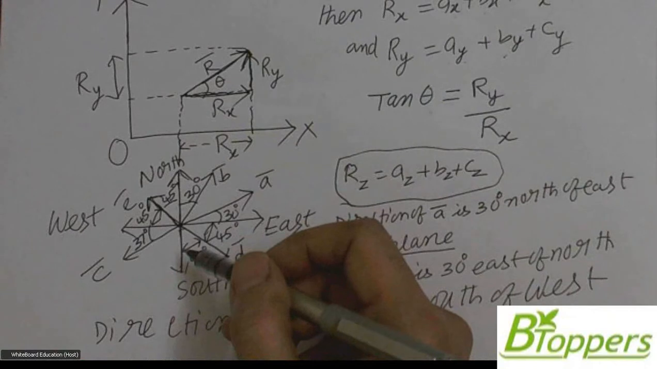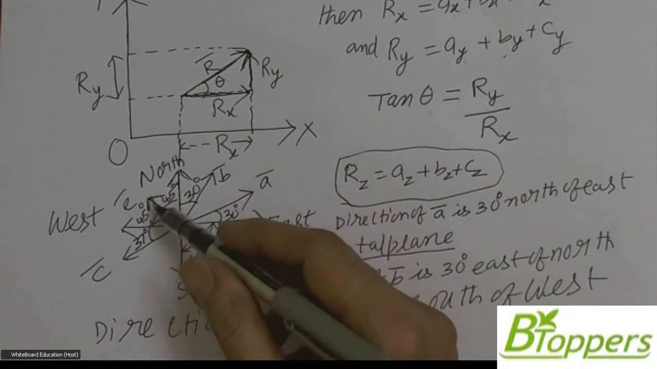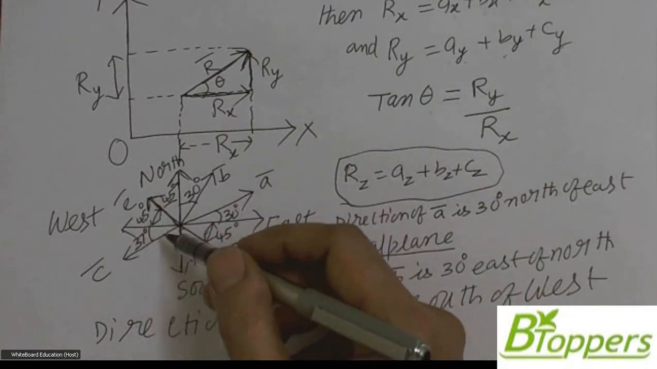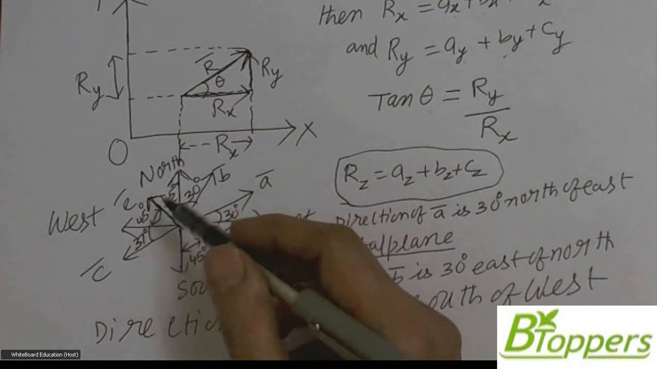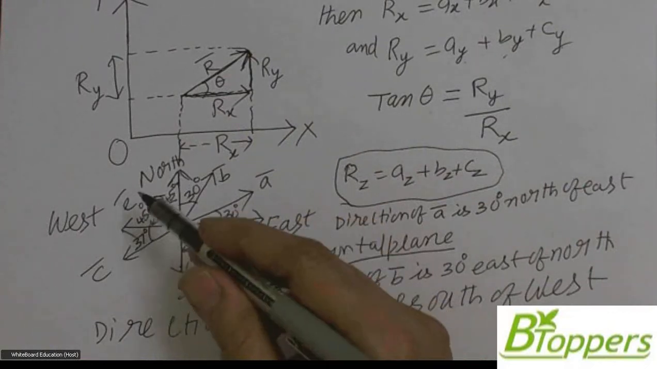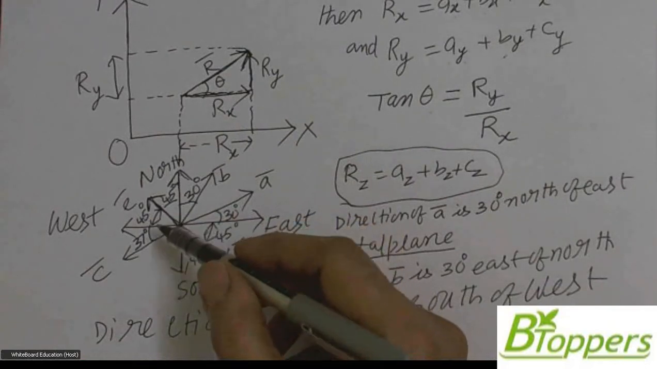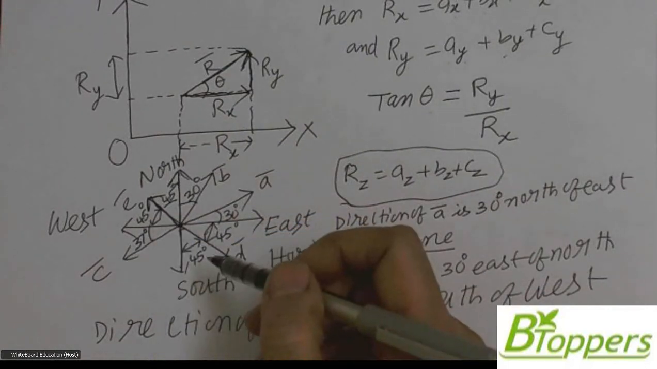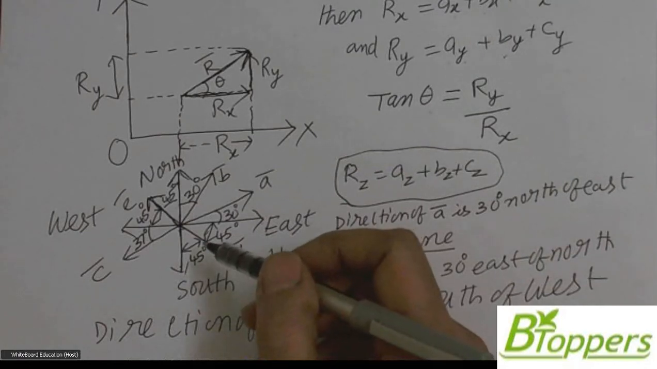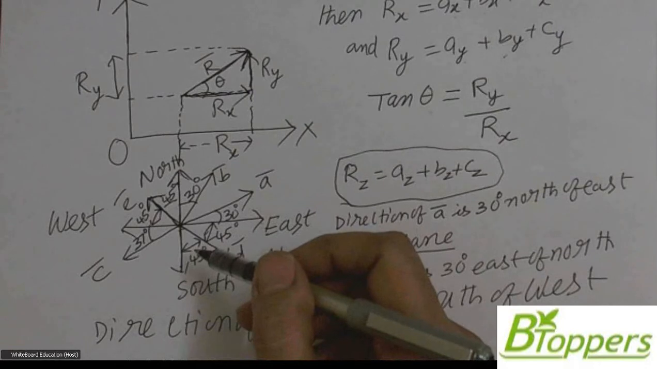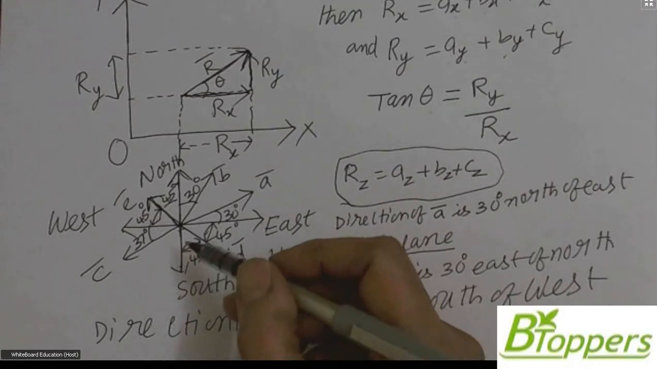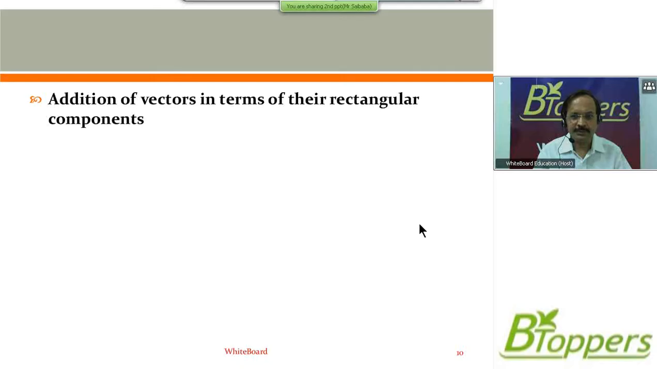Then we can say that vector E bar is directed towards northwest. Towards northwest means 45 degrees with north and 45 degrees with west. Now we are going to discuss some problems based on finding the resultant of vectors that lie in the same plane.